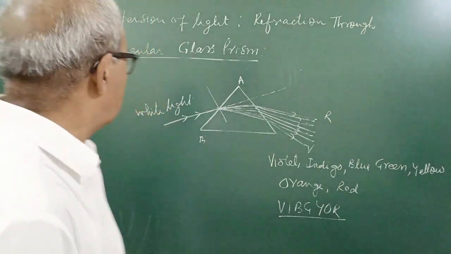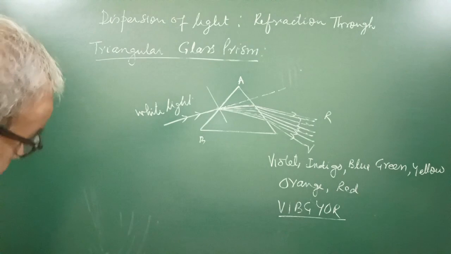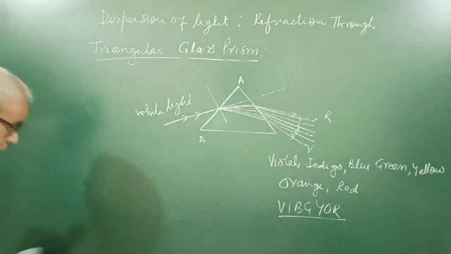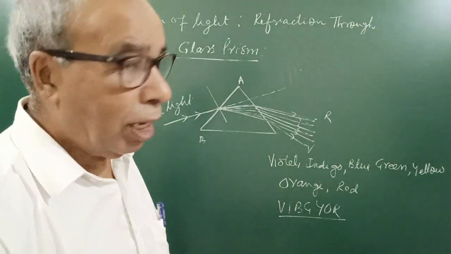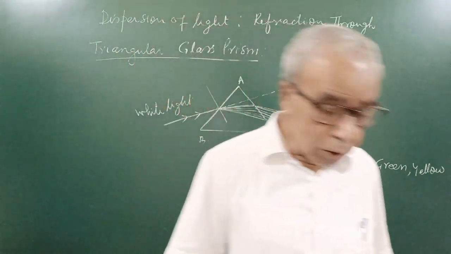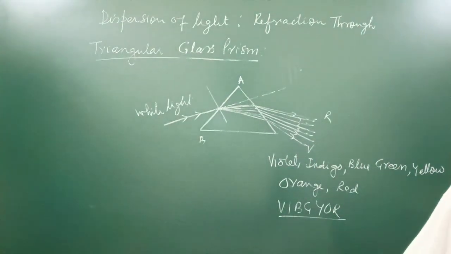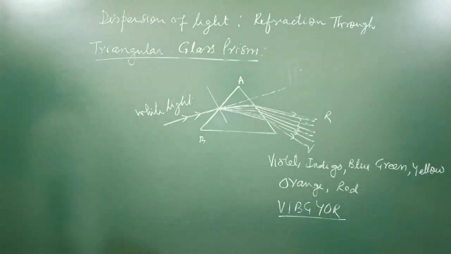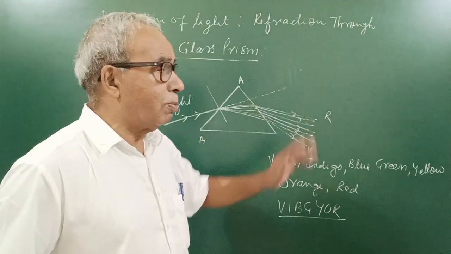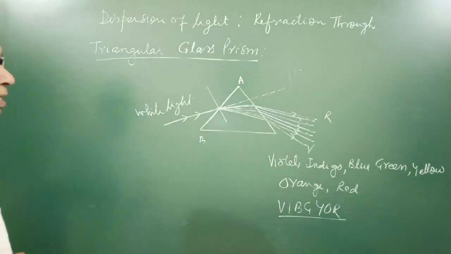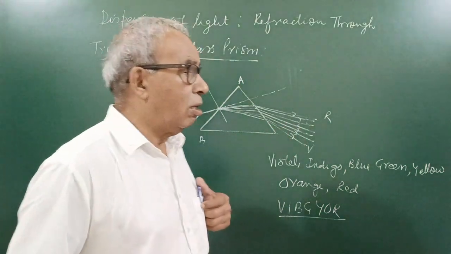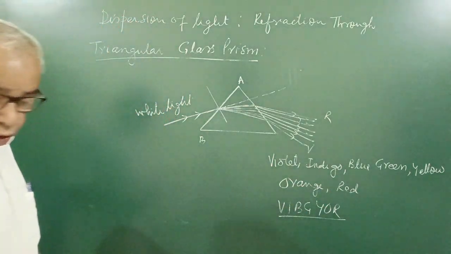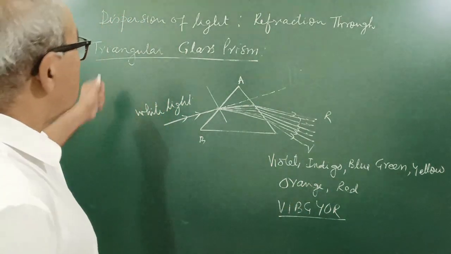I think you have got it. Should I write it here on the board? I'm repeating again, you can write this sentence. When a white beam of light is passed through a triangular glass prism, then the emergent light, meaning the light after emergence through the prism, is found to be split into constituent colors, which are 7 in number. This phenomenon is called dispersion of light. So this is called dispersion.